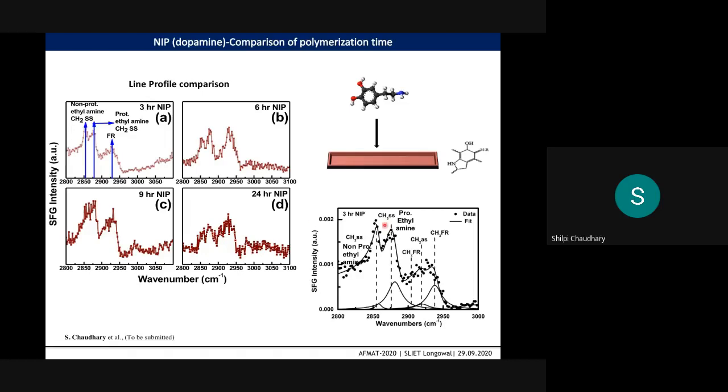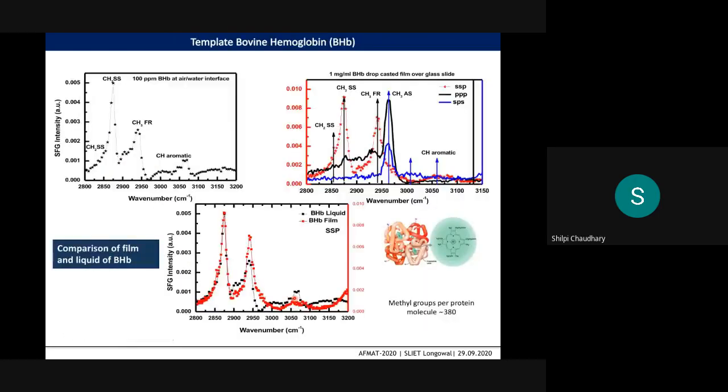And this is the spectrum on the right hand side at the bottom that I'm representing in here. This is nothing but the fitted spectra, for visual guidance, to convince the audience of how I have resolved those peaks I was talking about, in terms of non-protonated and protonated ethyl amine species. Okay, and what I have done is I have taken this spectrum, which is the template molecule.